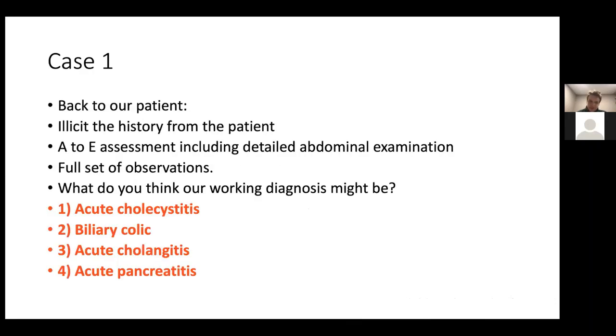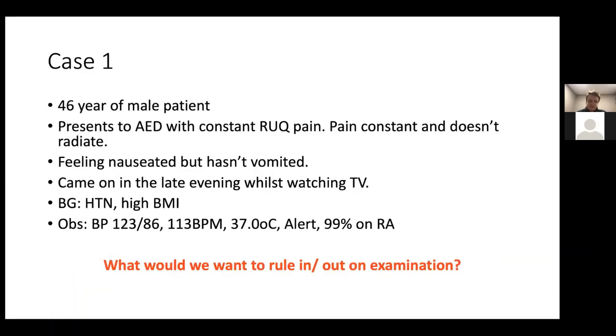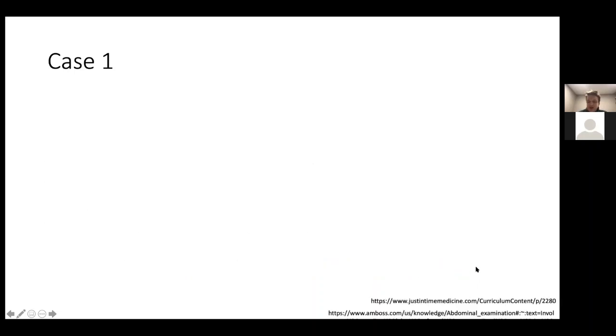So back to the patient we were talking about. We've got the history, you do an A to E assessment, we've got a full set of observations. So what do we think at the moment the problem might be? I'll go back to the history, but those are some differentials that we have. Murphy's sign was negative in this patient. So what do you think? Put in the chat what you think the answer is.